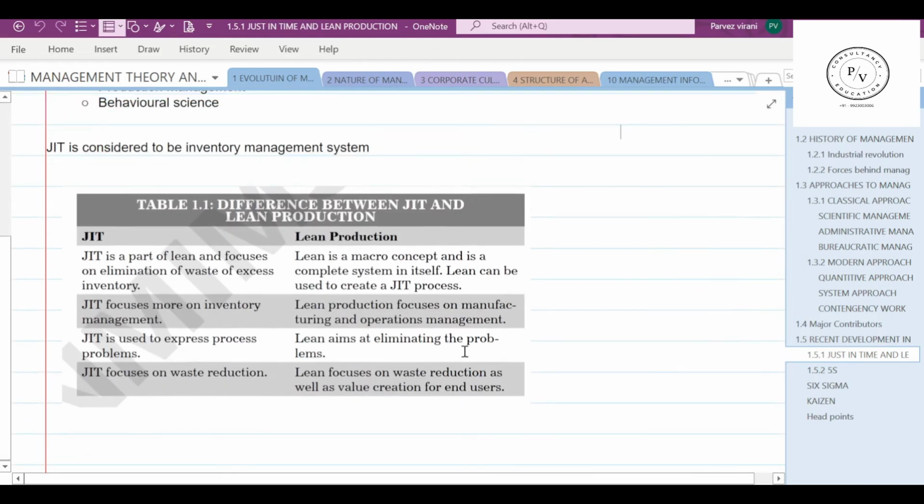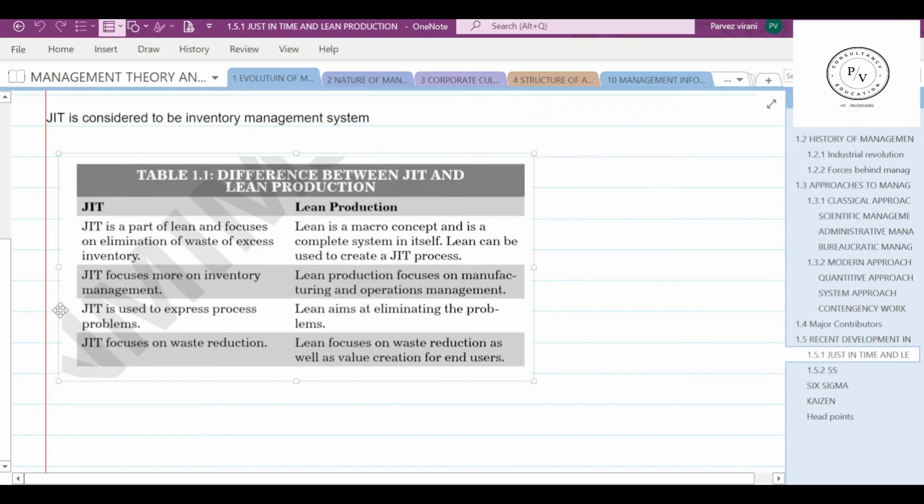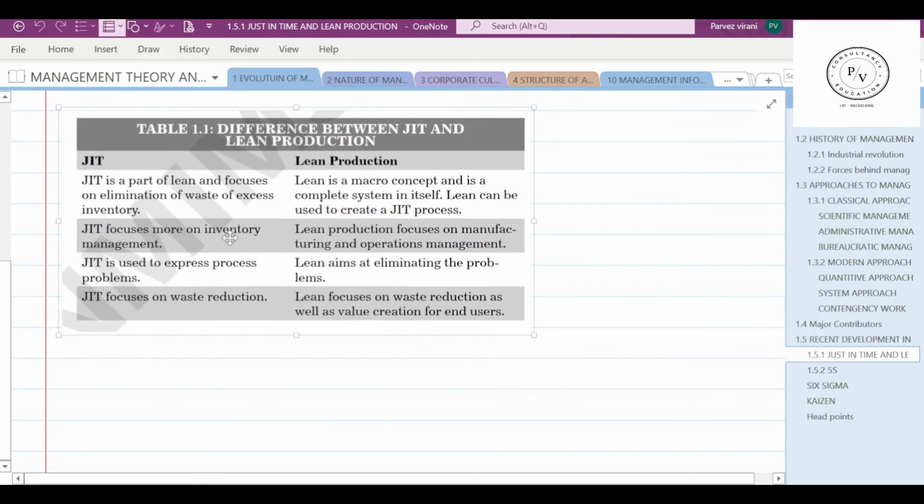Okay, so let's see this particular table. It says just-in-time is a part of lean and focuses on elimination of waste from excess inventory. Now be very careful: just-in-time is about inventory. Lean is a macro concept and a complete system in itself. Lean can be used to create a JIT process, that is, a just-in-time process. Just-in-time focuses more on inventory management. Lean production focuses on manufacturing and operational management.